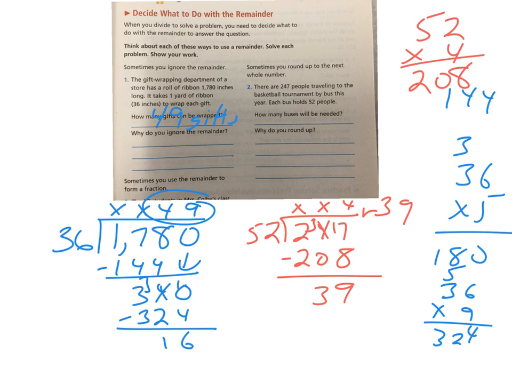What does that mean? How many buses will be needed? Is it just 4 buses will be needed? No, because in this case, the remainder means there's 39 more people after you fill 4 buses that don't fit on the bus. So I round up the 4, I round up to a 5. I need 5 buses. So sometimes the remainder is what's left over, and we need to get another bus for those other 39 people.